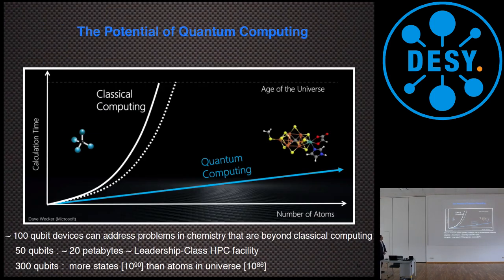So what is the potential of quantum computing? And this is a slide that Dave Wecker gave, that Microsoft gave at INT about a year or so ago, and I can't really improve upon this slide. So what you see here is a plot of the computational time versus the number of atoms. And this is to define, for instance, the ground state energy of a complex molecule with this number of atoms, with a certain level of precision.